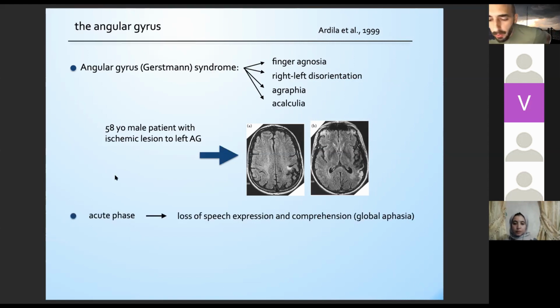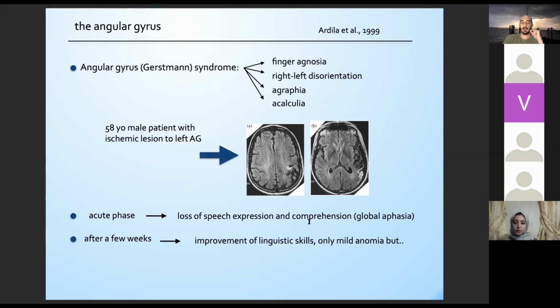So, what kind of symptoms did this patient present? In the acute phase, in the days immediately following the ischemia, he presented loss of speech expression and comprehension. So, global aphasia, okay? He could not speak, and he could not understand anything. So something that you would usually get if you get a damage of both Broca's and Wernicke's area. However, this only lasted a few weeks. After a few weeks, he showed great improvement of linguistic skills with only some mild deficit of recollecting names for nouns, right?